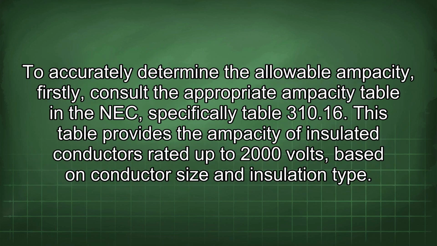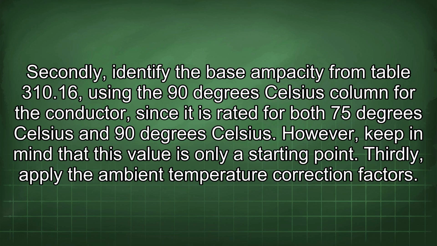To accurately determine the allowable ampacity, firstly consult the appropriate ampacity table in the NEC, specifically Table 310.16. This table provides the ampacity of insulated conductors rated up to 2000 volts, based on conductor size and insulation type. Secondly, identify the base ampacity from Table 310.16 using the 90 degrees Celsius column for the conductor, since it is rated for both 75 degrees Celsius and 90 degrees Celsius. However, keep in mind that this value is only a starting point.